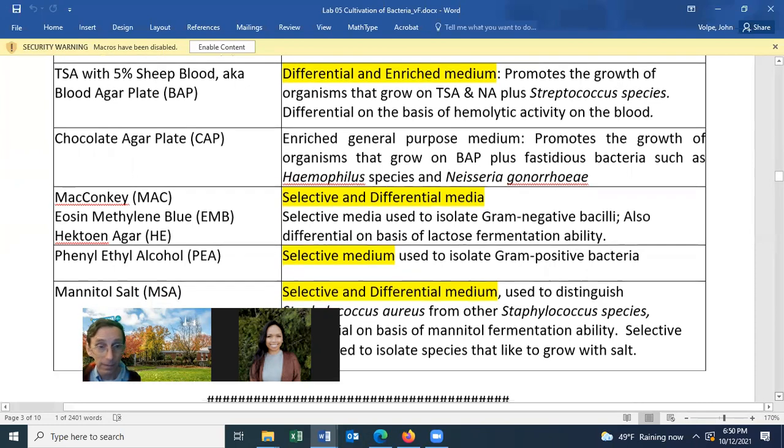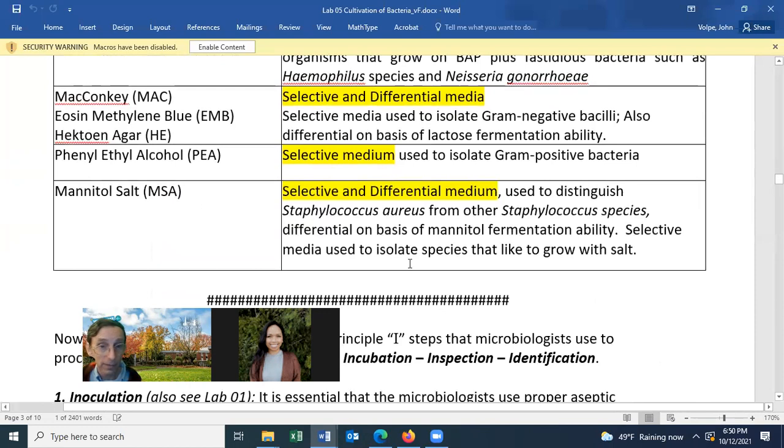Mannitol salt agar is also selective and differential. It has chemicals in it that prevent the growth of organisms that do not grow in salt, and the only chemical is actually sodium chloride, 7%. And if it grows in 7%, it'll grow on this plate. If it doesn't grow in 7% sodium chloride, it won't grow on this plate.